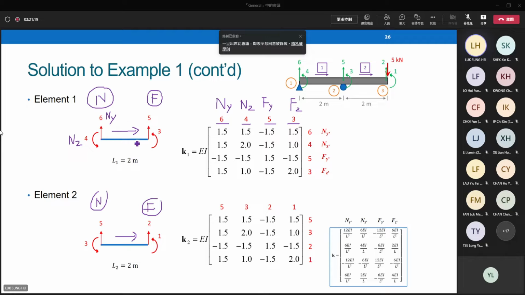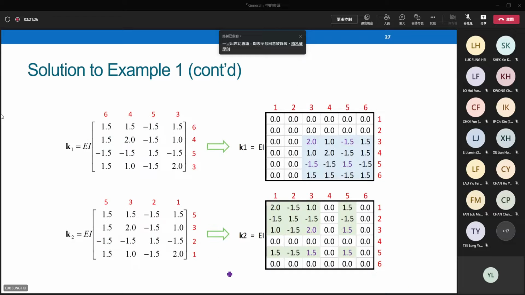But they have different code number order. The first one involves 6, 4, 5, 3. The second one, 5, 3, 2, 1. To make the matrix assembly more efficient, maybe you can enlarge your matrix to a 6 by 6 matrix with the size identical to the structure stiffness matrix.